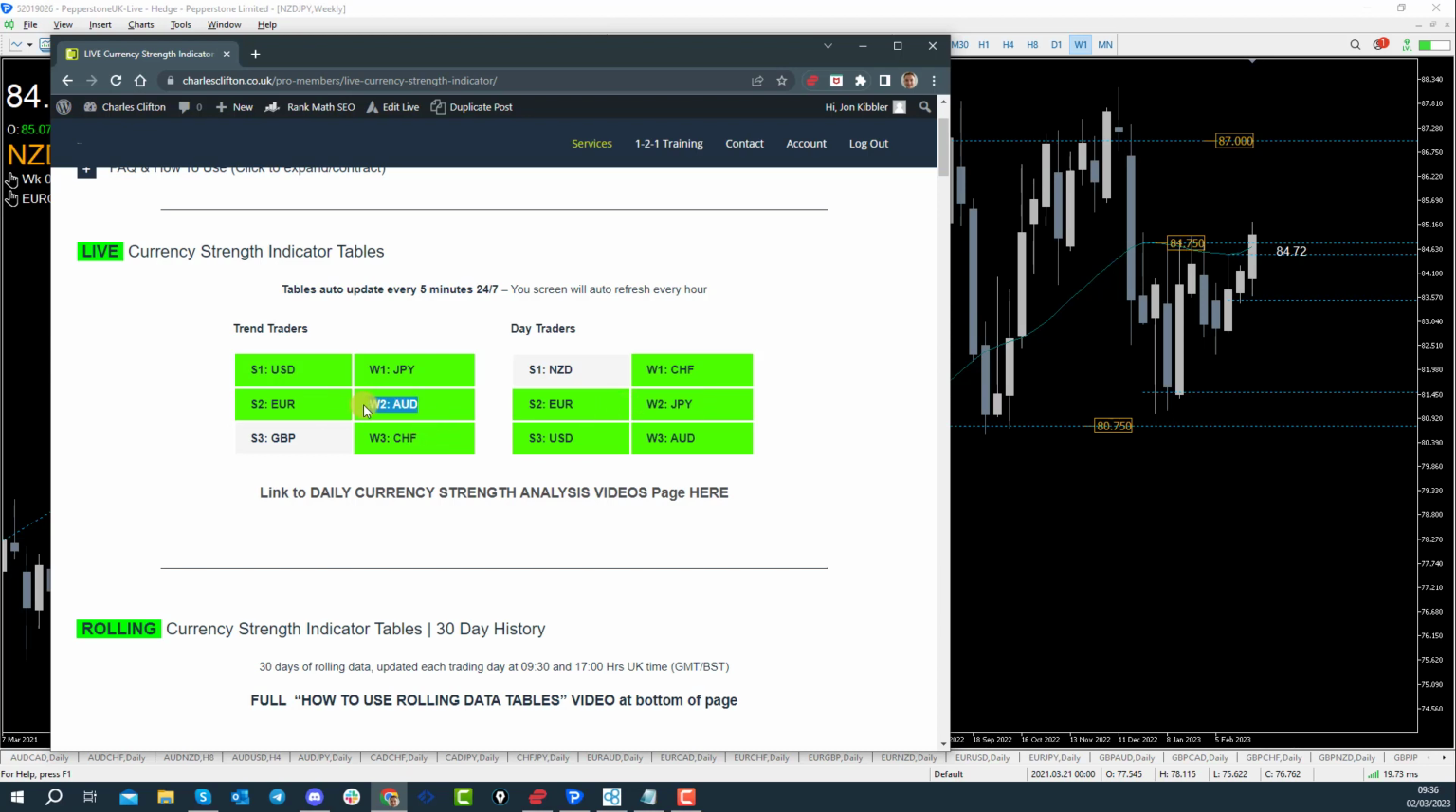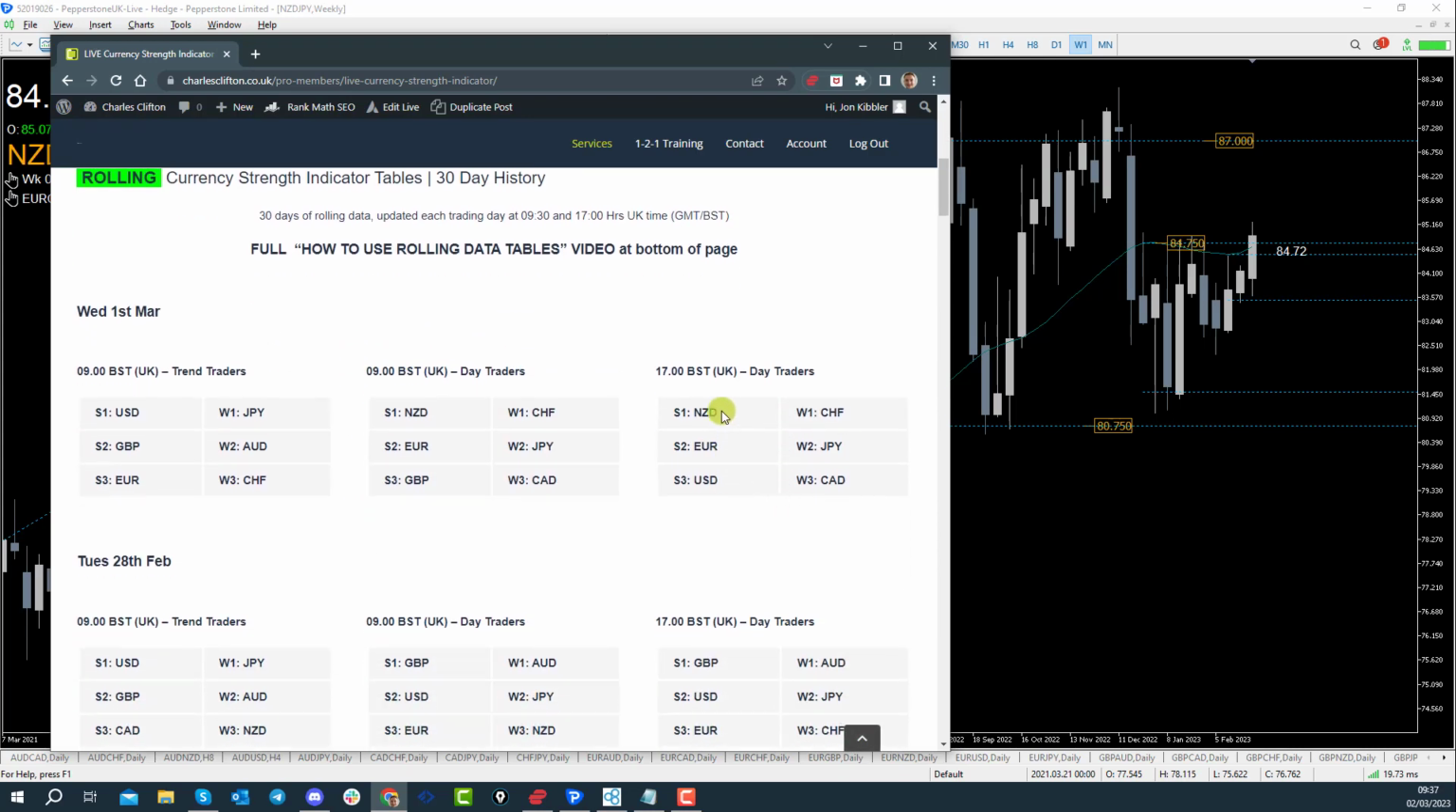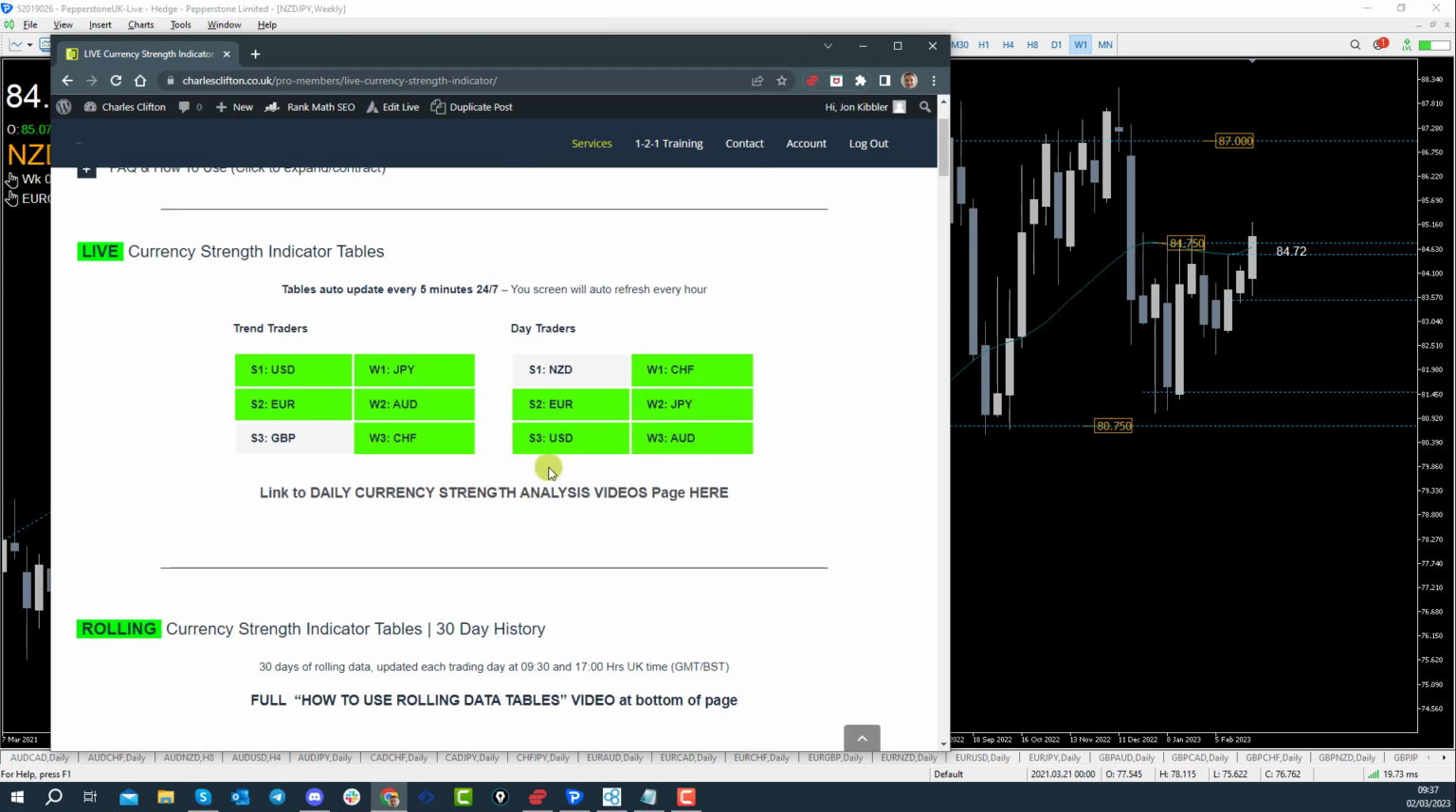The Australian dollar is the second weakest on our trend traders, but is the third weakest on the day traders. And the Swiss franc is the third weakest from a trend trader's point of view, but from a day trader's point of view, it is the weakest currency, meaning that there is some momentum with that market. You can also see Kiwi still at S1 on our day traders table. If I flick back into yesterday, you can see that Kiwi was on our day traders table yesterday.